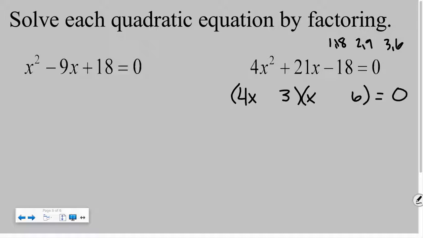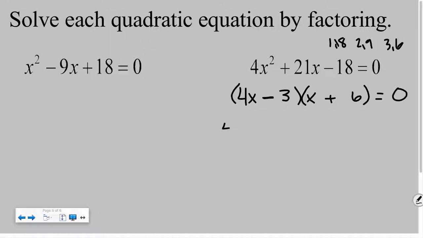Okay. So if I do that, 4x times 6 gives me what? 24. And 3 times x gives me 3x. Will those two combine to make 21? Yeah, if the 3 is negative. The 3 has to be negative. So then the 3 will be negative up here, and the 6 will be positive. The more you do these, you'll be able to see it more in your head. Okay, so we know we have it factored correctly there by foiling.